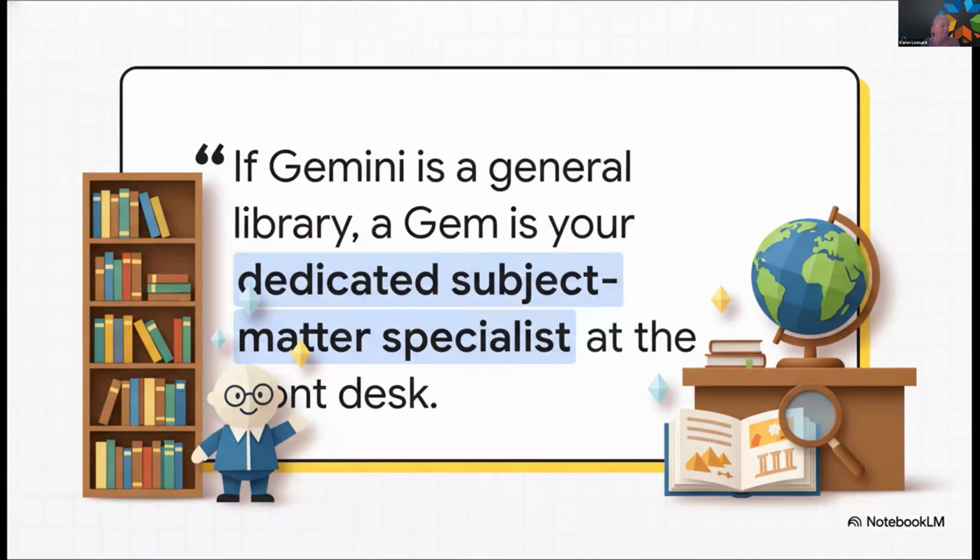And I absolutely love this analogy. It's perfect. Think about it. The standard Gemini AI is like a massive, sprawling public library. It has information on everything, but you've got to go find it. A Gem, on the other hand, that's your dedicated subject matter specialist at the front desk who already knows you teach eighth grade history and takes you right to the perfect bookshelf.